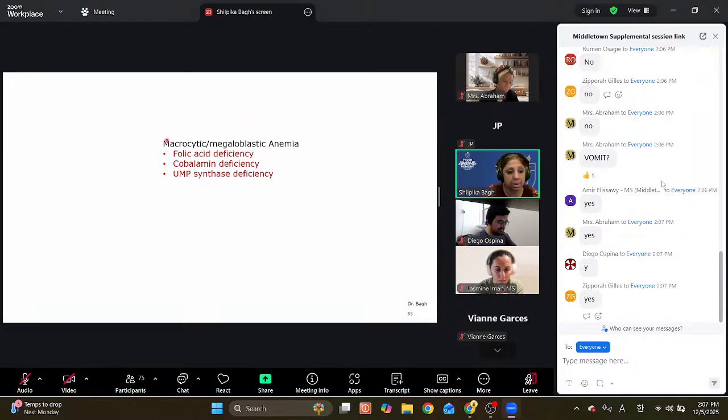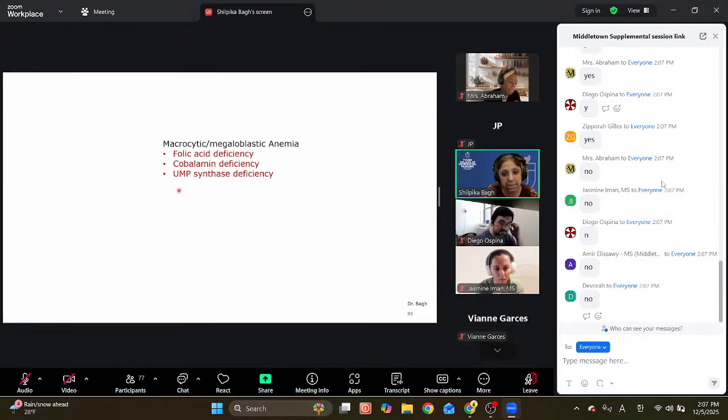So are you aware of all of these three having macrocytic or megaloblastic anemia? Is there any confusion in that? All three will have macrocytic and megaloblastic anemia. So this is what you got to do. If there is a megaloblastic anemia, will you pick albinism? No. So you got to know the list where you have macrocytic or megaloblastic anemia.